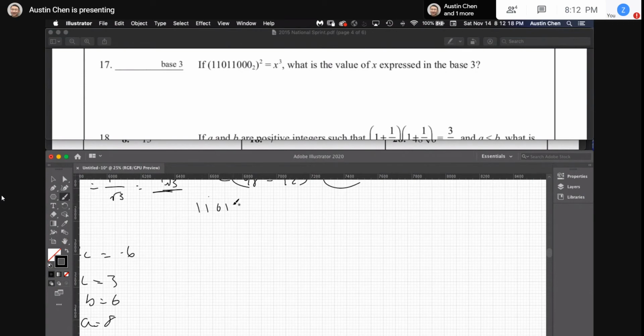Alright, if we have 1101100 in base 2, then this in base 10 will just be 2 cubed, because this is 0, this is 1, this is 2, so this is the third spot, this will be 2 cubed. So this is 2 to the 4th, this is 2 to the 6th, and this is 2 to the 7th. So we just need to add these together.